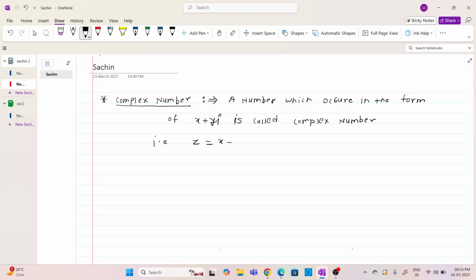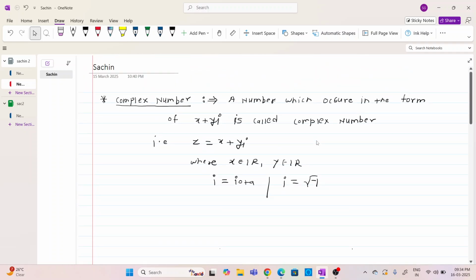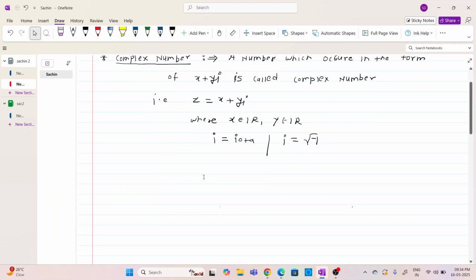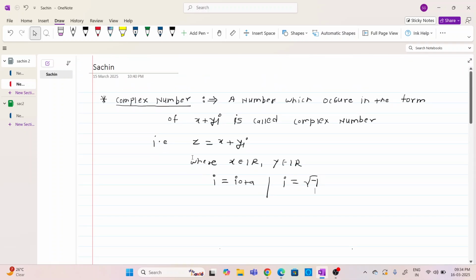z is equal to x plus yi, where x is an element of R and y is also an element of R, and i is called iota. And what is the value of i? That is the square root of minus 1. So this is the basic information about the complex number, students. Now see, any complex number you can denote by a small letter z.